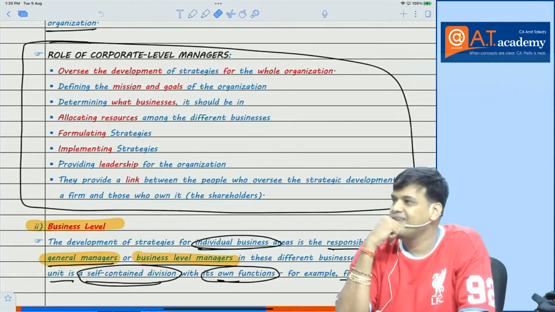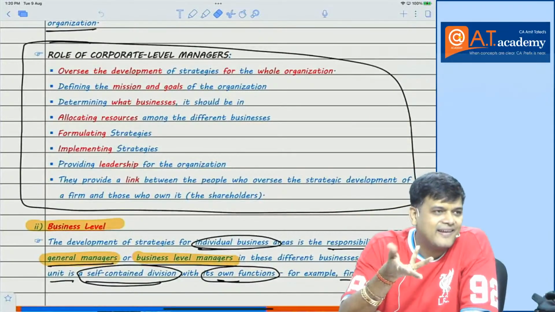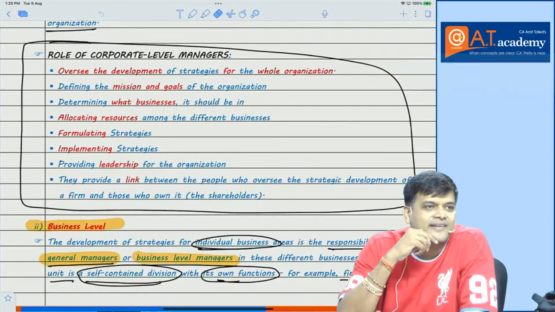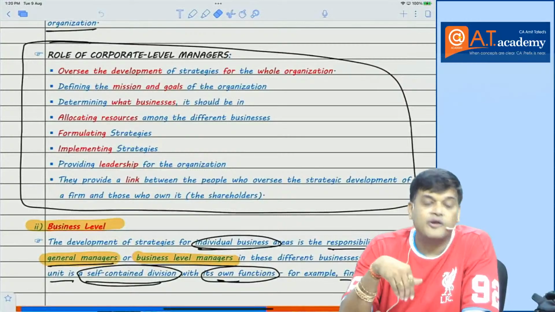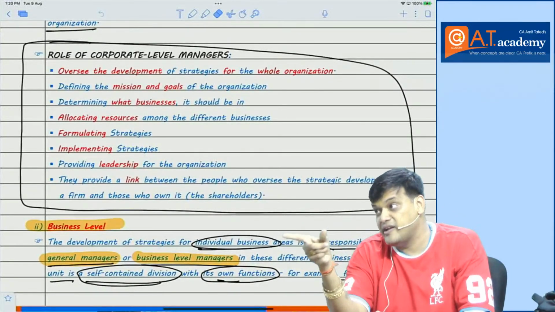Formulate strategy. Implement strategy. There is nothing extraordinary. Answer is one of the easiest. Everybody clear? And one more important. Do you think they will provide leadership in the organization? Yes. So 7th point is provide leadership.